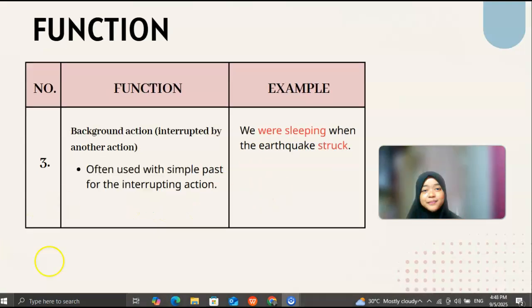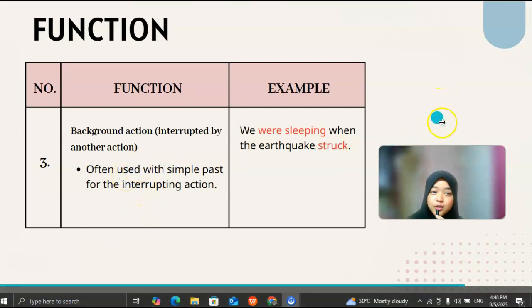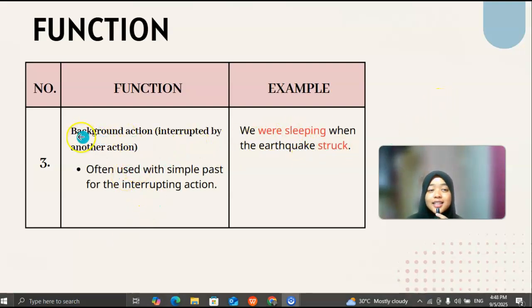Now, the last or the third function of past continuous tense is it's used to describe a background action that is interrupted by another action. So for example, we were sleeping when the earthquake struck. From this example, you can see that for this particular function, it is often used with simple past for the interrupting action. So let me give you an example of a context through a storyline.